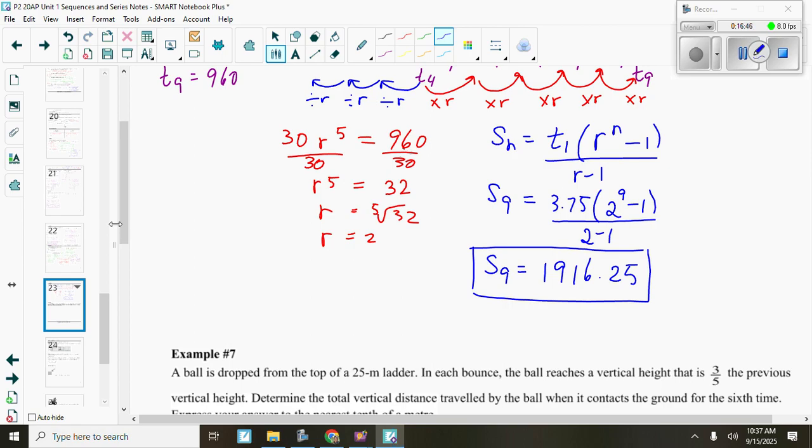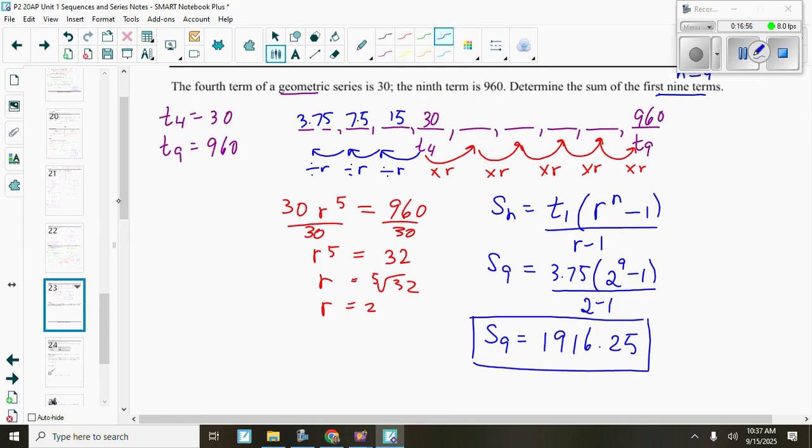All right. Now, for those of you who want to see it, could we do this as a system of equations? Absolutely. Let's just take a quick look at what that would look like if you totally forgot that you could draw it out like this.